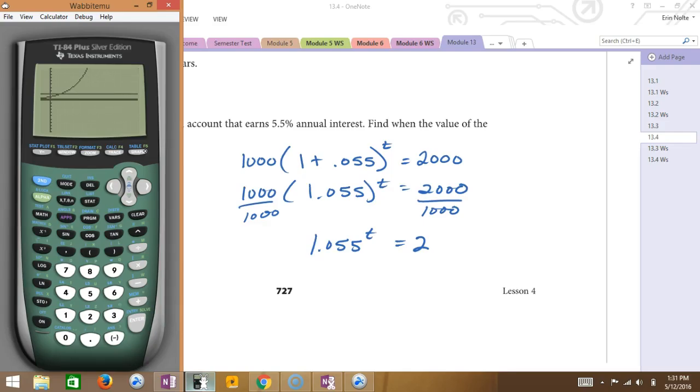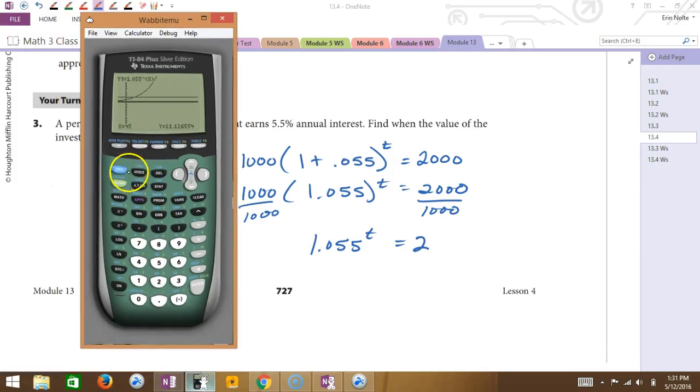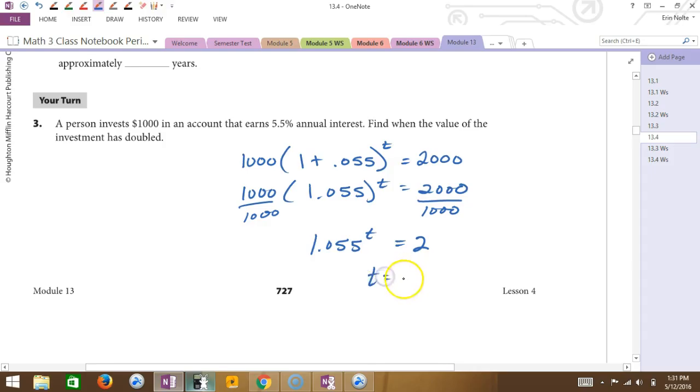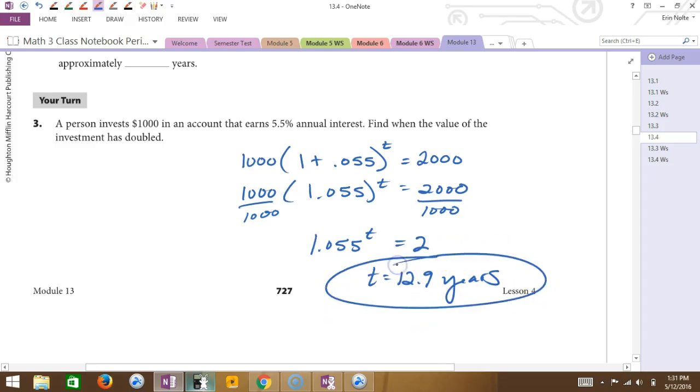Okay, so as long as I can see the intersection in my window, I'm okay. I can hit second trace, number 5. Enter, enter, enter. 12.9. Is that what you got? 12.9 years. Yeah, that's a lot better. All right, we good?